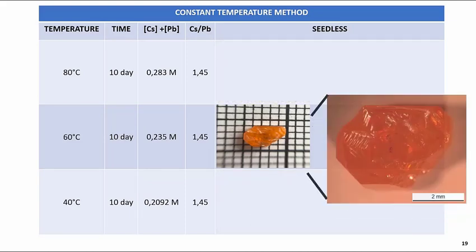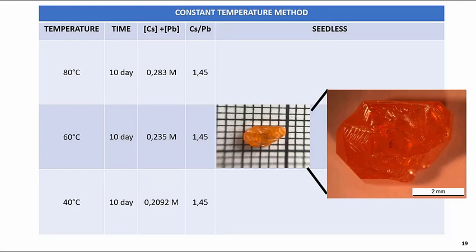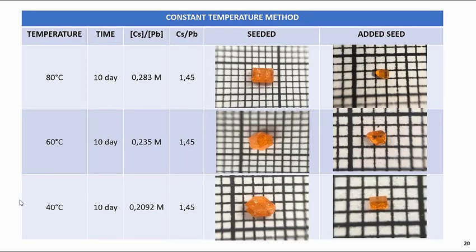When we examine the seedless constant temperature experiments, we see that an approximately 5 mm cesium lead bromide single crystal was obtained in 10 days without foreign nucleation at 60 degrees Celsius. When we look at the constant temperature experiments with seed added, we see that foreign nucleation is prevented. Growth was observed only on the inserted seed. As the added seed size increases, the size of the product obtained will increase in direct proportion.